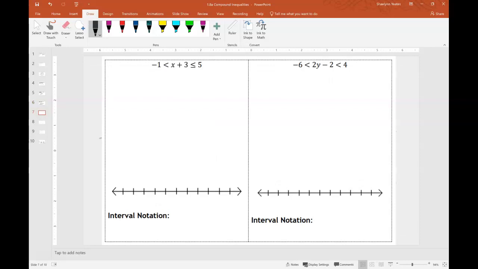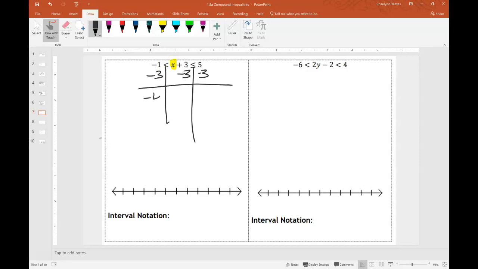All right, let's take a look at this. So now we need to solve. So now we've got 3 sides to our inequality. We've got a left, a right, and a middle. It's very nice. Our goal is to get x all by itself. Right now it's x plus 3. So I want to subtract 3 from every single side.